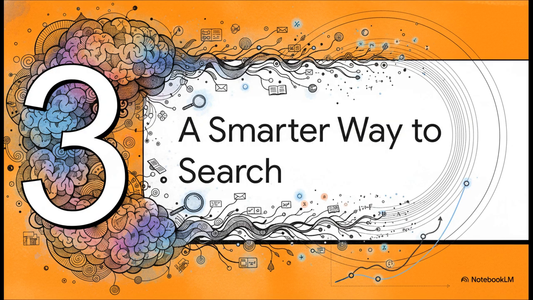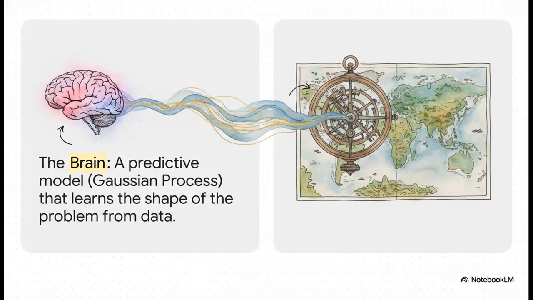And this is exactly where Bayesian optimization comes in. It's a total game changer because it doesn't just guess, it actually learns as it goes. So how does it work? Well, it's got 2 key parts. First, you have the brain. This is a predictive model, usually something called a Gaussian process, and its job is to build a map of the problem as it sees more data. And second, you have the strategy. This is a decision-making part, an acquisition function, that looks at the brain's map and figures out the absolute smartest place to look next.